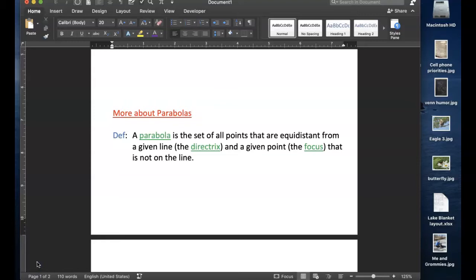So we're going to move on then to talk a little bit more about parabolas and equations of parabolas. So just like with a circle, there's a definition of a parabola that's similar to that of a circle. So for a parabola, though, you have a line and a point that's not on that line. And all of the points on the parabola are the same distance from both of those things. So here's what that'll look like.